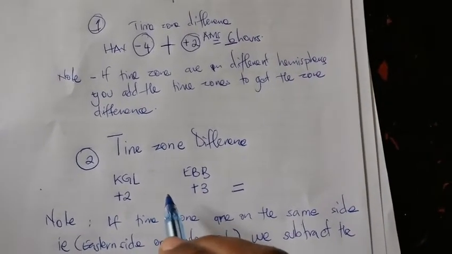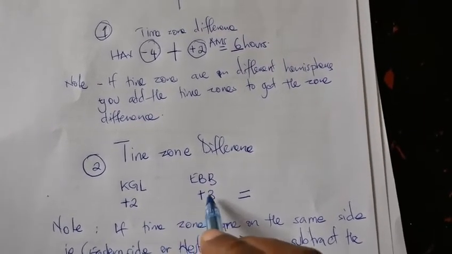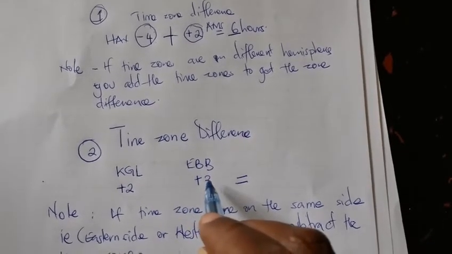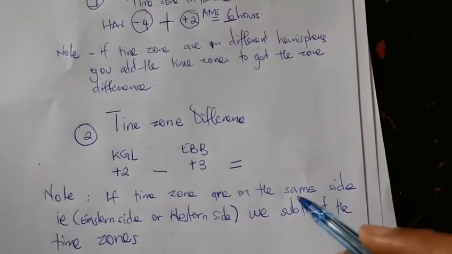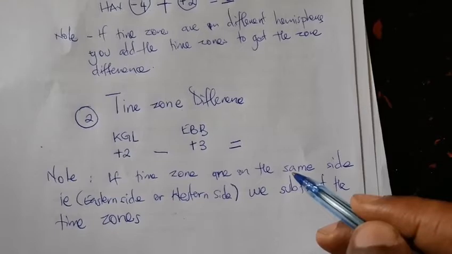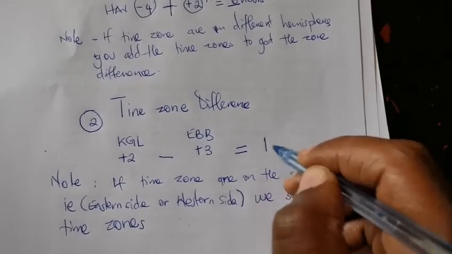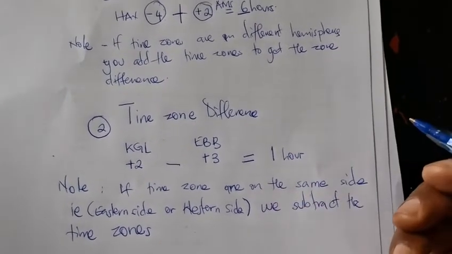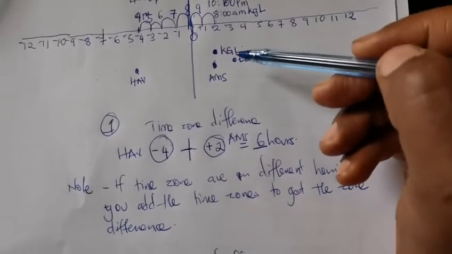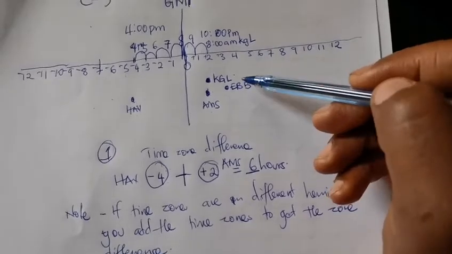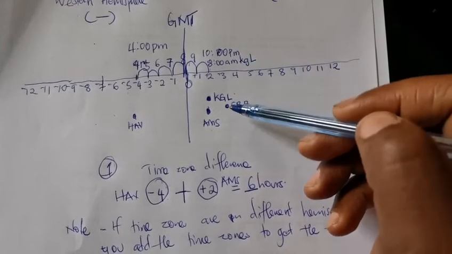Alright? So we go to +2, KGL, and +3, EBB. We subtract these time zones because they're on the same side, and in this case, they are on the eastern side. So what do we get? We get 1 hour. And then we go back to our question. The question is asking, what time is it in EBB when it is 8 a.m. in KGL? So what do we do in this case?